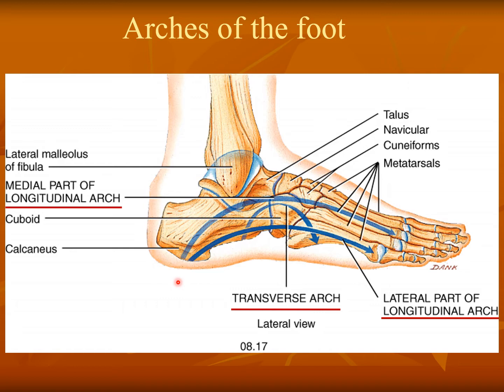So we have two arches of foot which are running longitudinally in the long axis of foot, that is a lateral longitudinal arch and a medial longitudinal arch. As we can see easily, the height of the lateral longitudinal arch is comparatively lower than the medial longitudinal arch. So medial longitudinal arch is higher as compared to lateral longitudinal arch.